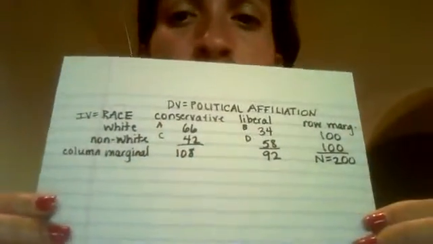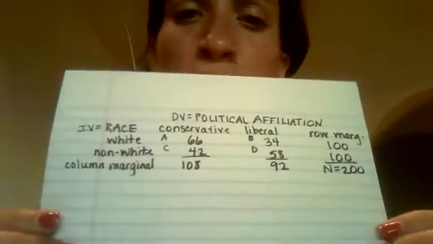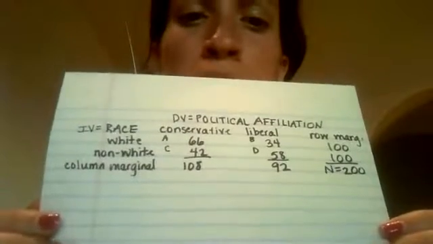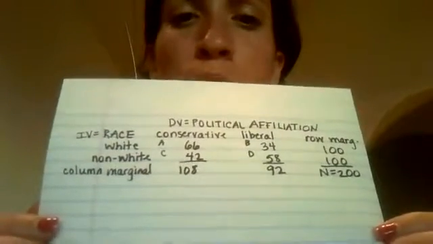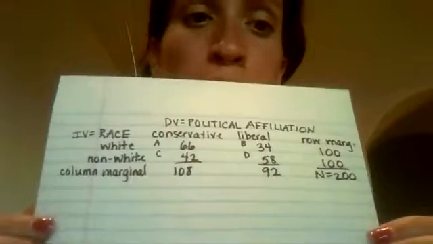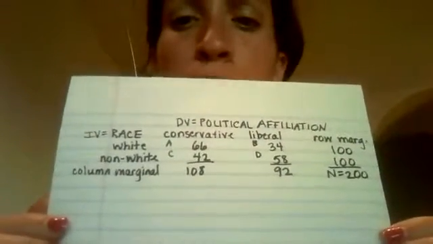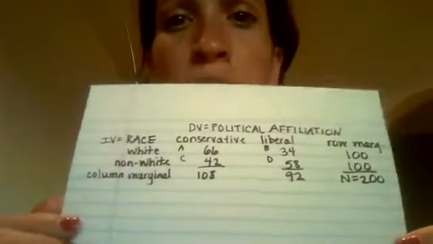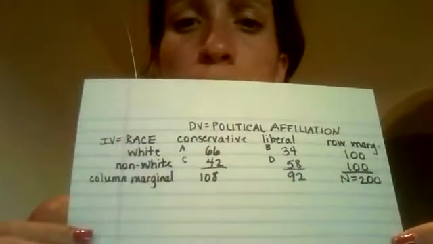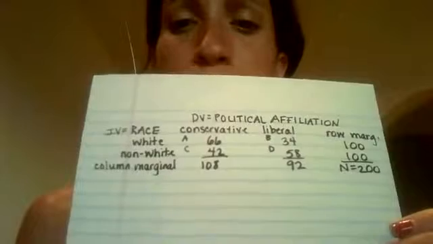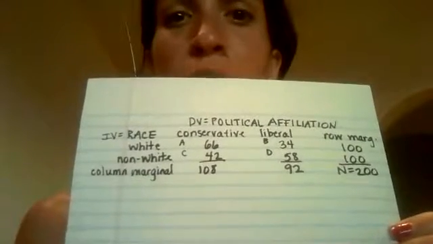So you can see that my dependent variable is political affiliation, which I measure as conservative or liberal. So my columns are conservative and liberal. And then there's the column marginal, which is just the total. And then my independent variable is race, white and non-white. And clearly there are different ways that you can measure these concepts. The A, B, C, and D are the cells.